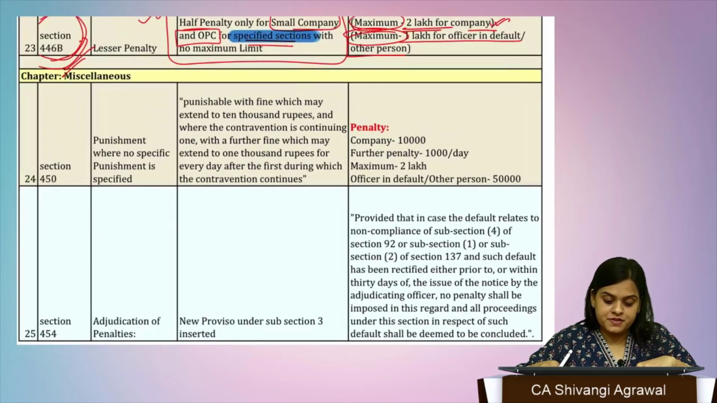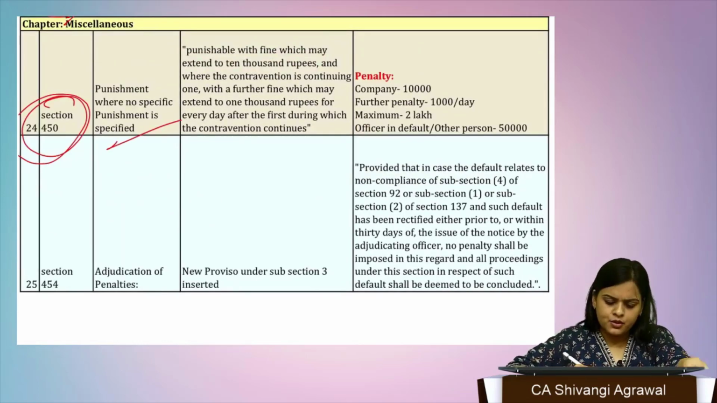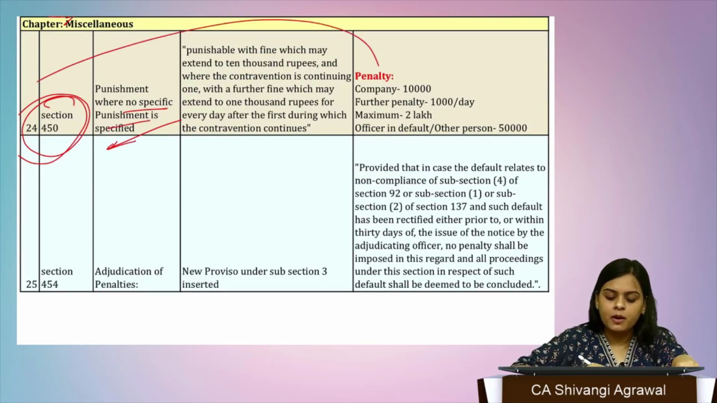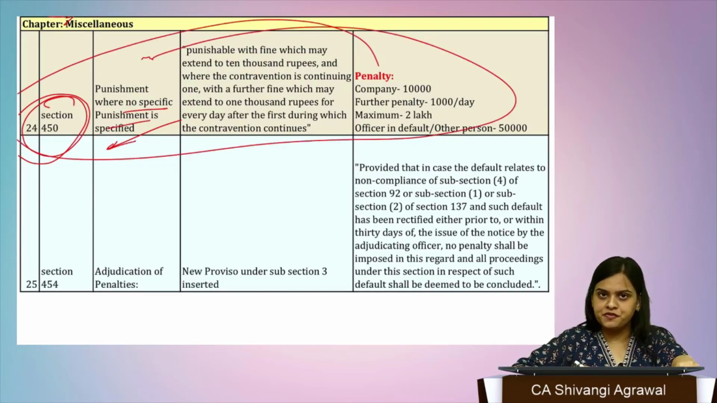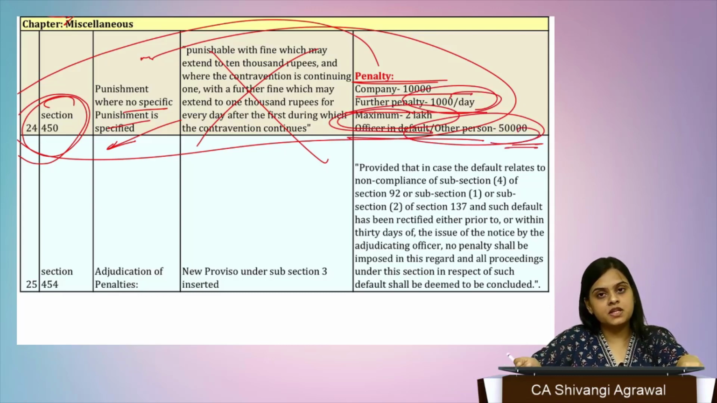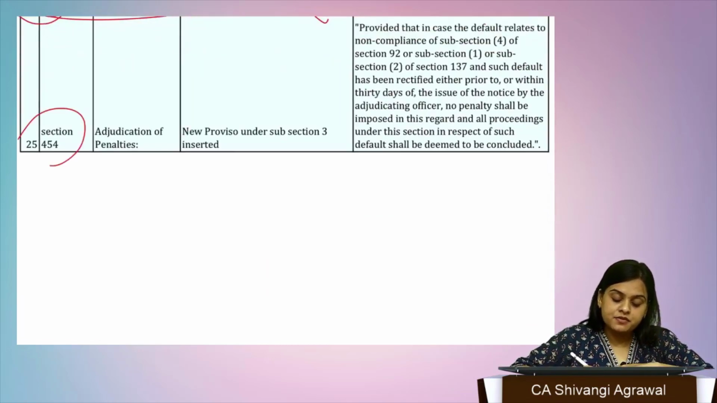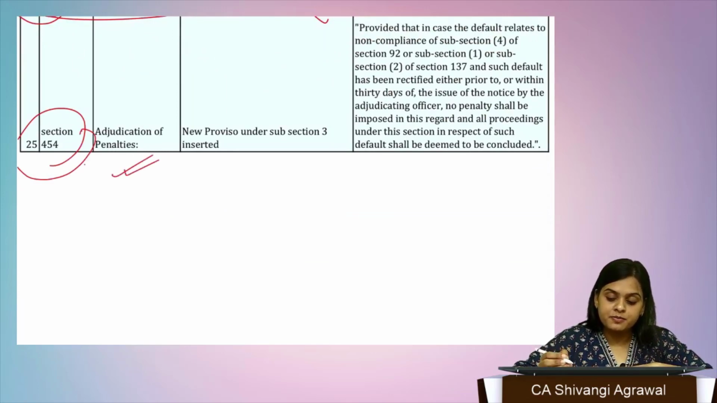Now section 450. Section 450 is again a generic section. For the whole act, where there is no specific punishment, you come to this section, section 450. Straight away penalty: company 10,000, further penalty maximum 1,000 per day, subject to maximum 2 lakh; officer in default or other person 50,000. Then section 454, adjudication of penalties.